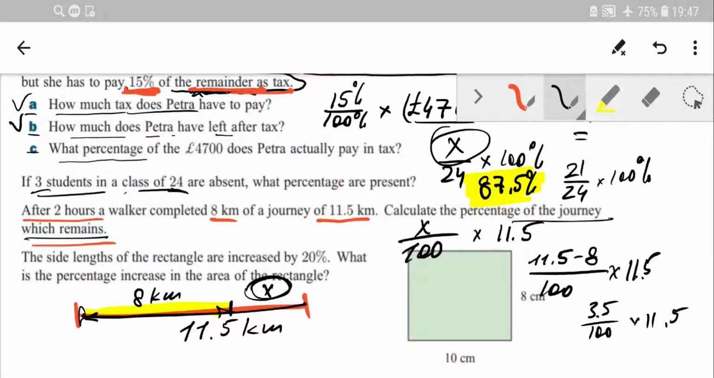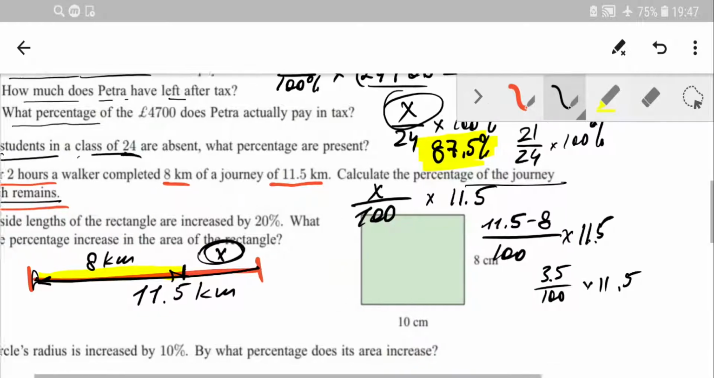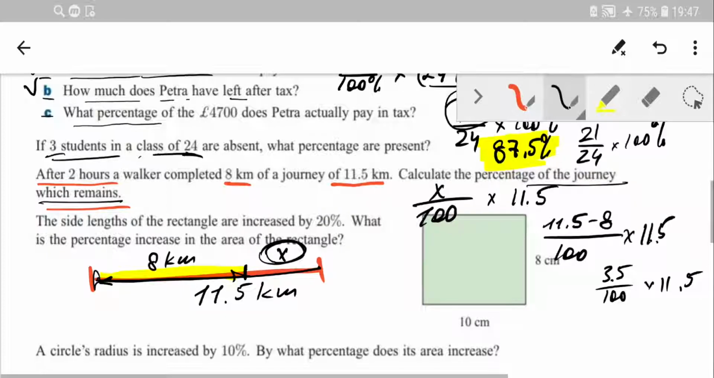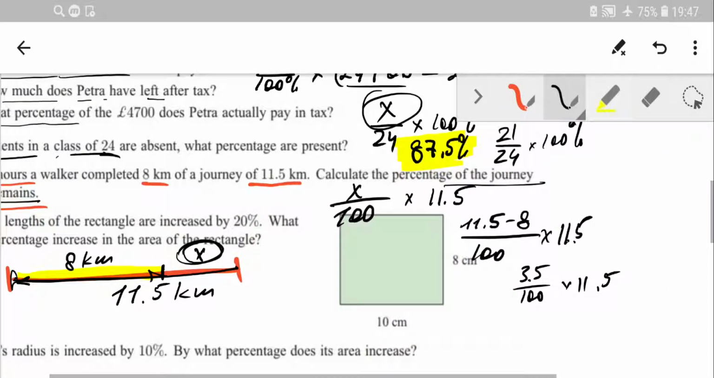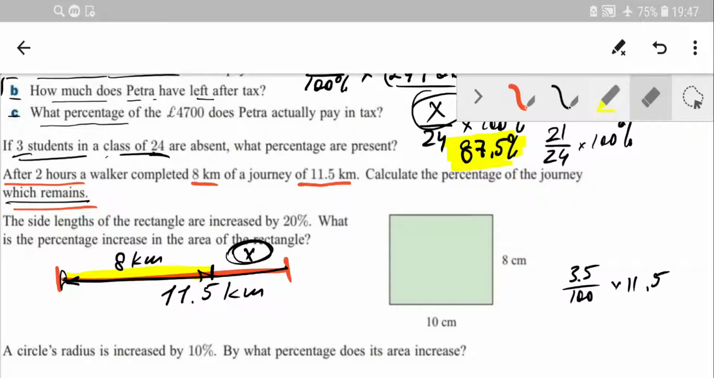So one more time, let's see. Yeah, I think it's correct. So the calculated percentage which remains, that's our amount. I'm just checking. And so x over 100. Why is it over 100? We just need to calculate the percentage of the journey which remains out of the whole, so that was incorrect actually. So one more time, let's complete it the right way.